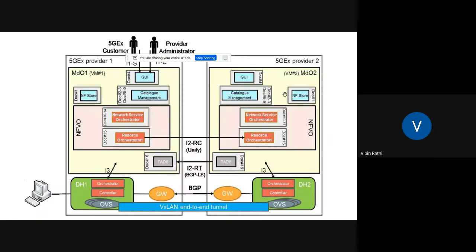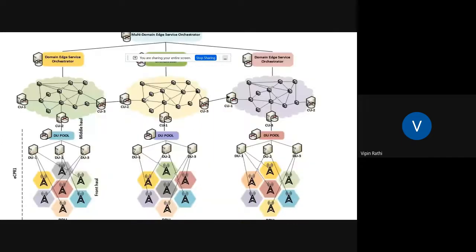Also, the same example, but with the multi-domain orchestrators. I want to show you the multi-domain orchestrator example in this one. First, let's understand what multi-domain is. So for example, this is my radio unit, my tower. This tower will talk to some DU. In 5G, we have a distributed unit and a central unit. So let's suppose this is Jio, this is Airtel, and this is Vodafone.